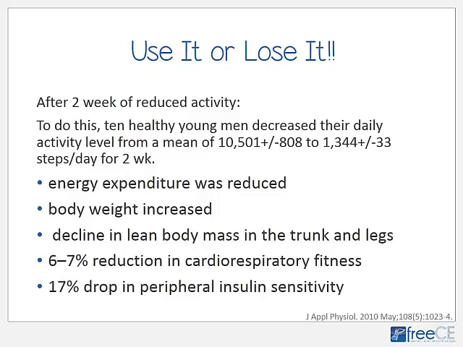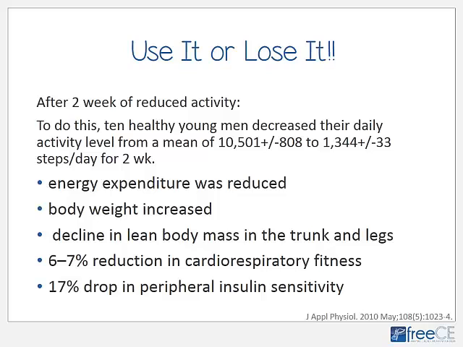Another incredible study was called Use It or Lose It. It was from the Journal of Applied Physiology, 2010 May. What they did is they took these patients who had a very good activity level and they stopped them. After 2 weeks of reduced activity, 10 healthy young men decreased their daily activity level from a mean of about 10,500 steps a day down to 1,344. And that 10,000 steps, we're going to talk a little bit about as a potential exercise regimen for our type 2 diabetics, down to 1,344.